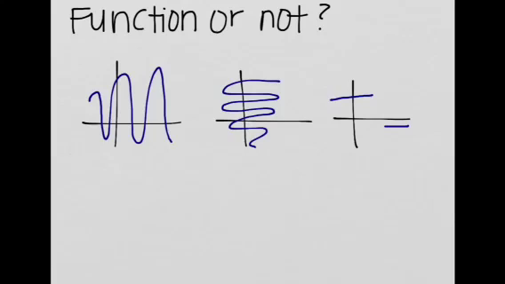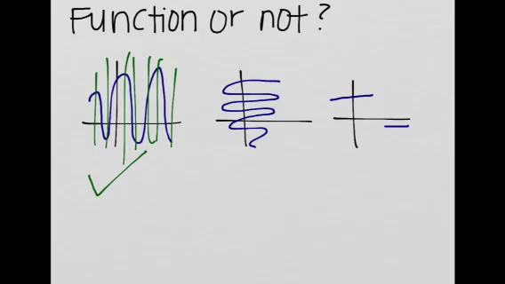Okay, so the first one, let's do our vertical line test. So I'm drawing a bunch of vertical lines. Do any of them intersect 2 times or more? No, so it is a function. It passes the vertical line test. Now let's do it for the second one.